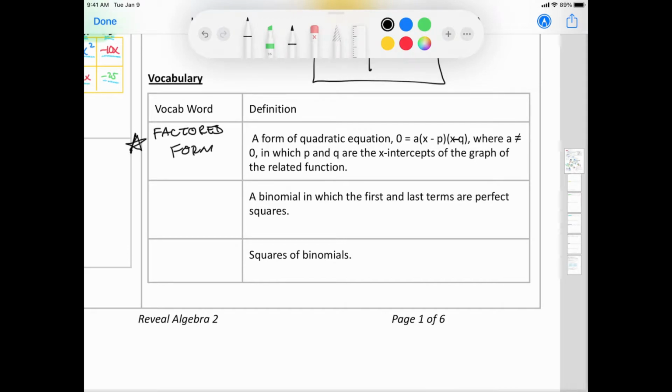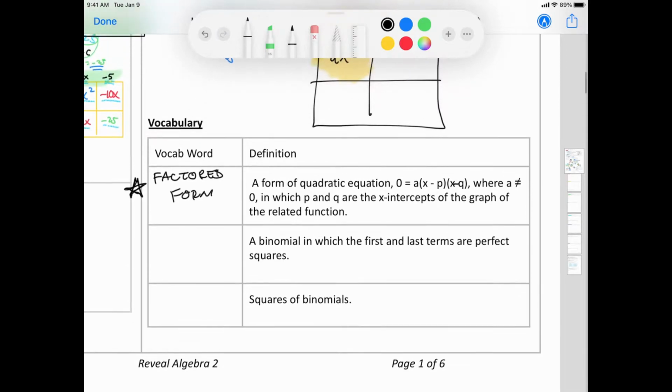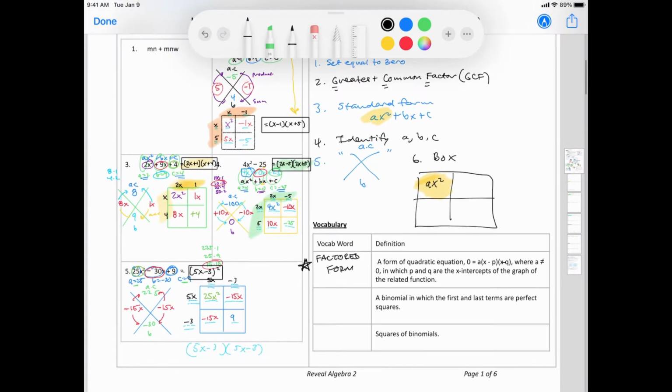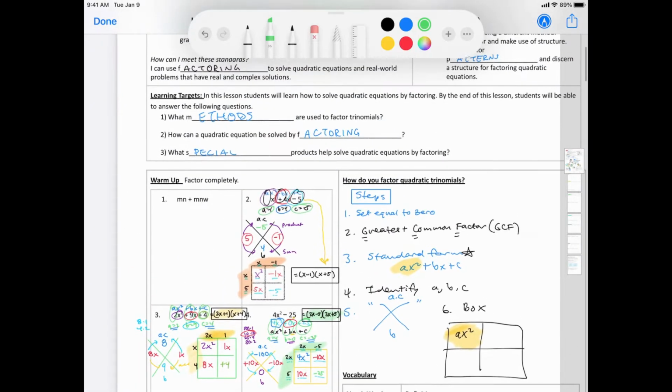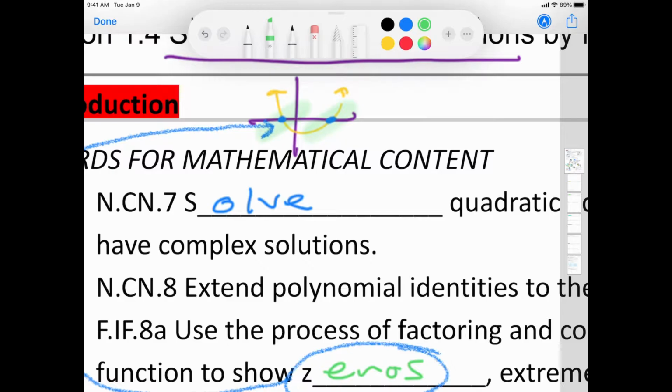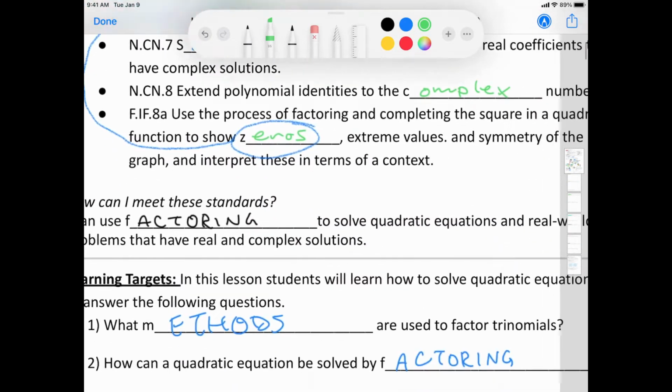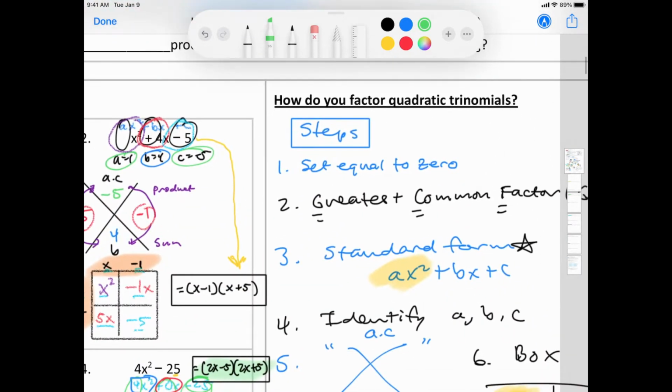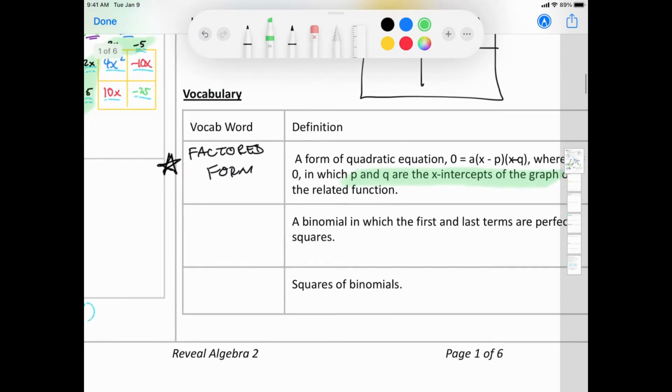I don't really use stars, but we've only had one other form. The other form that we've had so far is standard form. So now we have 2 of them, standard form of quadratics and the factored form of quadratics. I also want to point out that it says p and q are x-intercepts of the graph. There's my x-intercepts right there. Okay? That's all we're doing, all is finding those 2 dots. Crazy, huh?